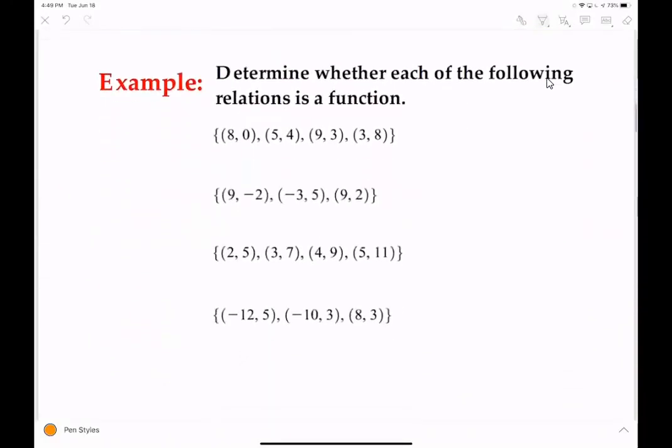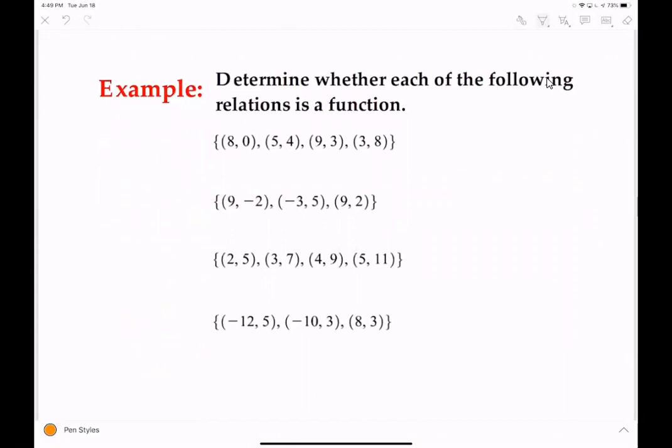Looking at some examples here, let's determine if each of these relations is a function. We're just going to answer yes or no. For our first relation, we look at our x values. We have an 8, a 5, a 9, and a 3. There's no repetition, so yes, it is a function.